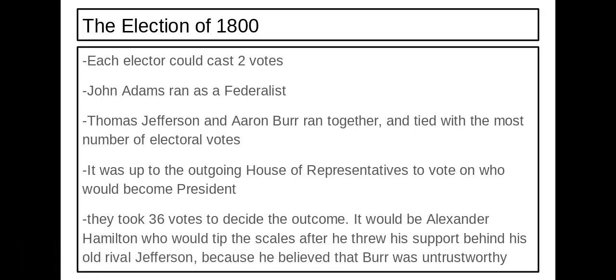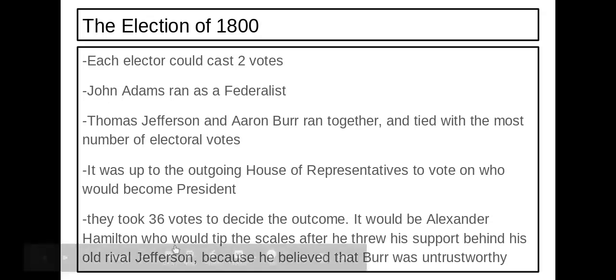The thing that eventually wound up tipping the scales was a letter that Alexander Hamilton had written throwing his support behind his old rival Jefferson. We've talked throughout this unit about the bitter rivalry between Alexander Hamilton and Thomas Jefferson. But Hamilton is actually who helped make Thomas Jefferson president, because he believed that Aaron Burr was untrustworthy. He had interactions with Burr throughout history, dating all the way back to the Revolution, but he was pretty unimpressed with Burr, as were a lot of people, and felt that Jefferson would do a better job because he was more trustworthy and actually spoke about what he believed in.